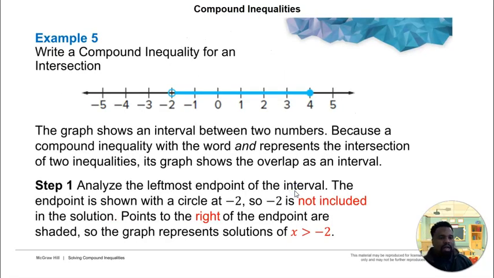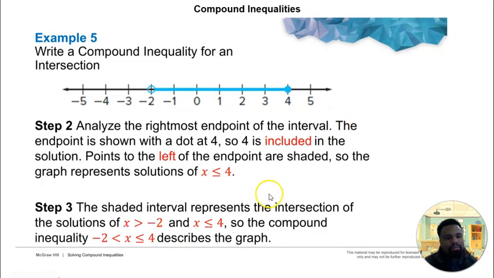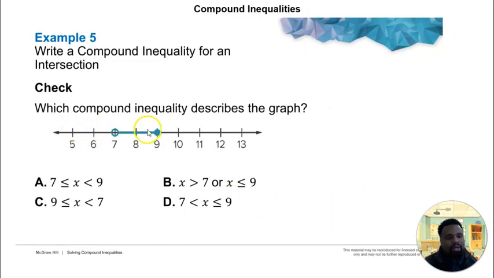All right. And then just looking at your graph, notice what happened. I got an open circle on negative 2, closed circle on 4. So x is greater than negative 2, but less than or equal to 4. All right, which one describes the graph? An open circle on 7, closed circle on 9. So x is greater than 7, but less than or equal to 9, and the answer is going to be D. So I hope this helps with our understanding of compound inequalities.